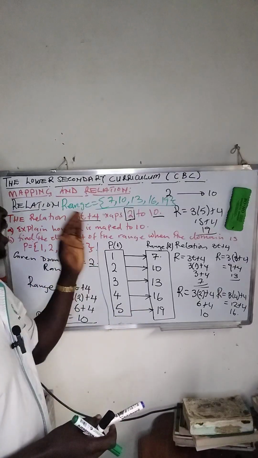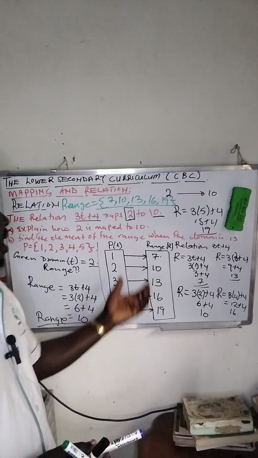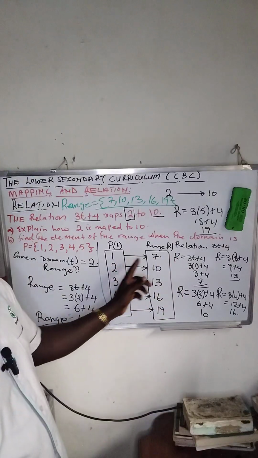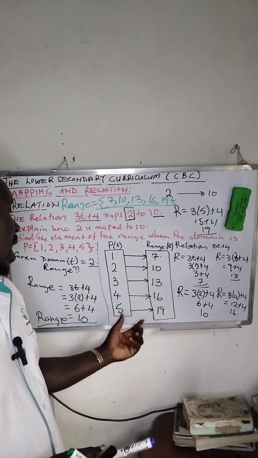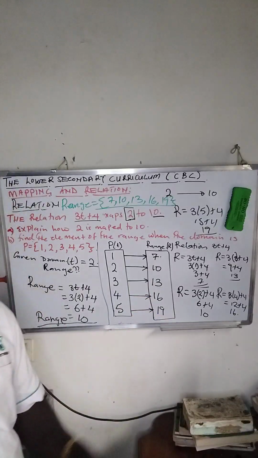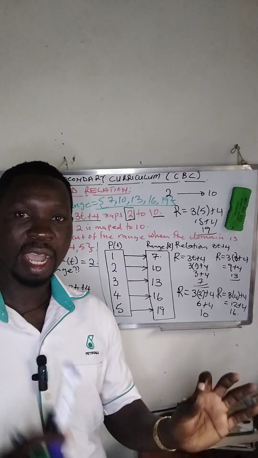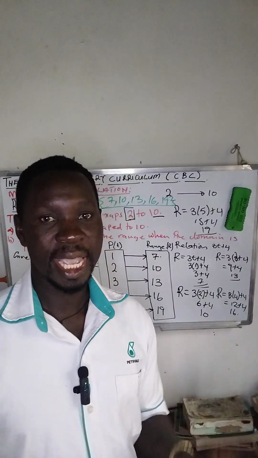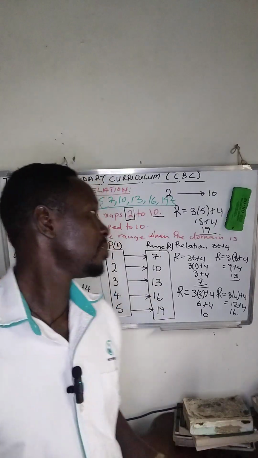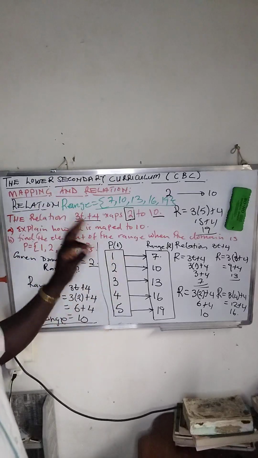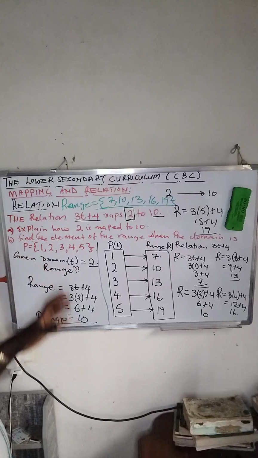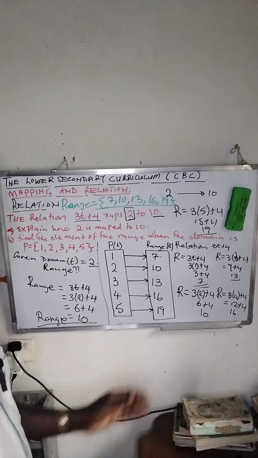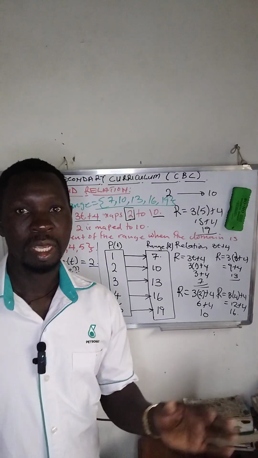This is a mapping and relation. Now we have seen P is mapped to the range, where 1 is mapped to 7, 2 to 10, 3 to 13, 4 to 16, and 5 to 19. This is just one of the examples of how UNEB is going to set our exams and how they are going to be bringing out these questions. Now, this is what the CBC curriculum is based on.